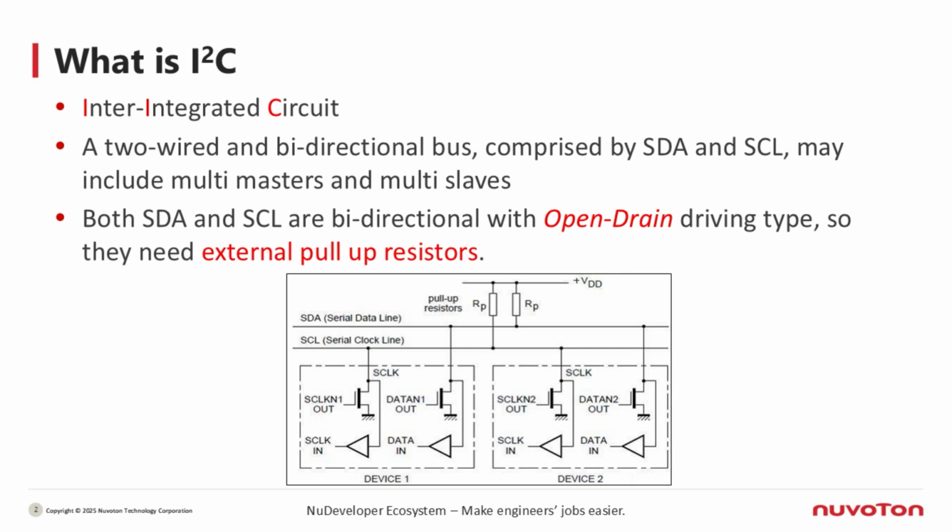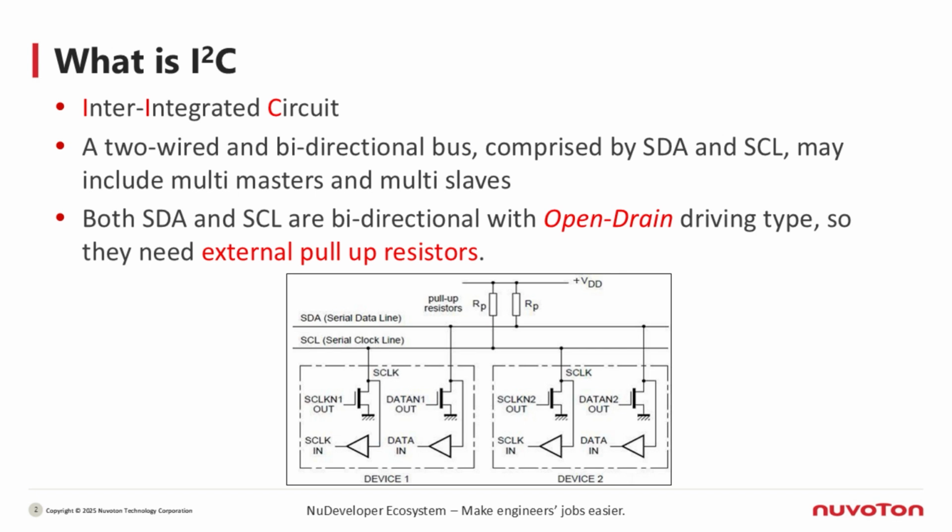First, let's start with an overview of the I2C communication interface. I2C stands for Inter-Integrated Circuit, and it's a very common communication protocol used to exchange data between multiple chips. I2C only needs two wires. One is SDA, the serial data line, which carries the data. The other is SCL, the serial clock line, which provides the clock signal. Both of these lines are bidirectional, meaning every device on the bus can both send and receive data. On an I2C bus, you can have multiple masters and multiple slaves, so the design is very flexible.